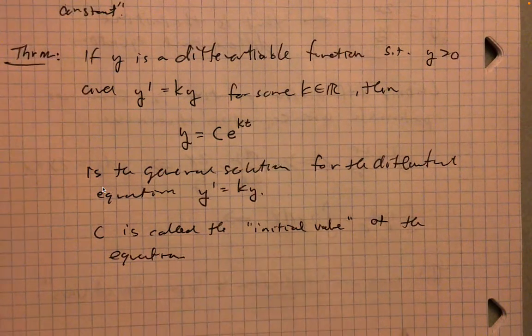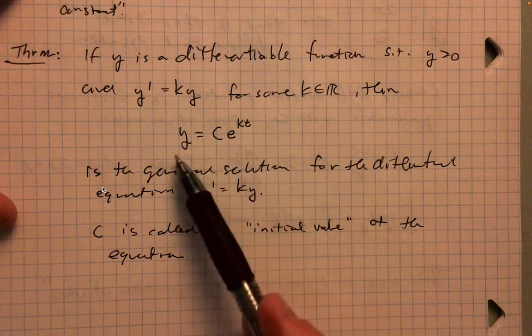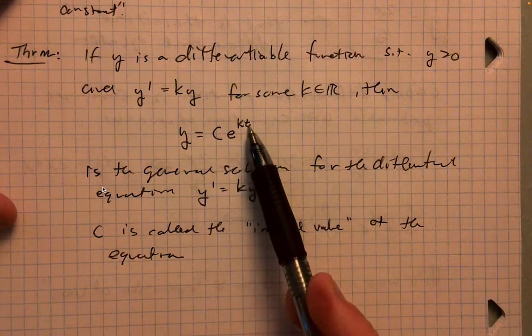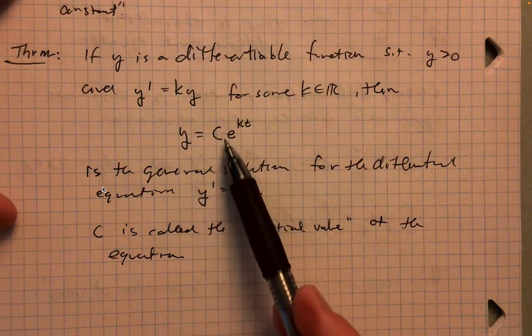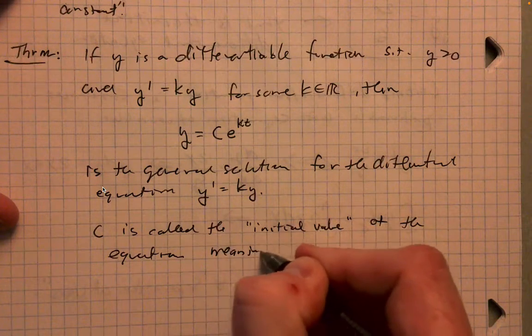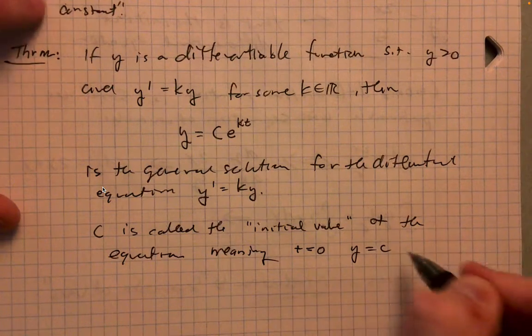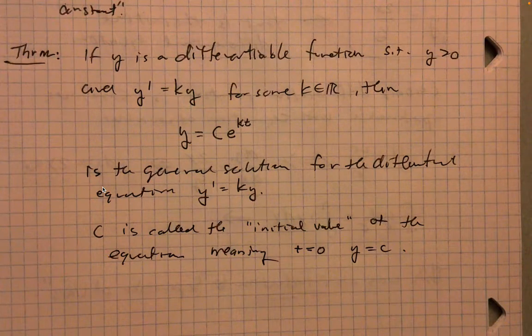Now, what does that mean? Well, initial meaning starting, right? So if you can see here that if t is equal to 0, then e to the k times 0 is just 1, and so y is equal to c, right? So at time 0, meaning when t is equal to 0, y is equal to c. Okay, so that's kind of what we mean by initial value.